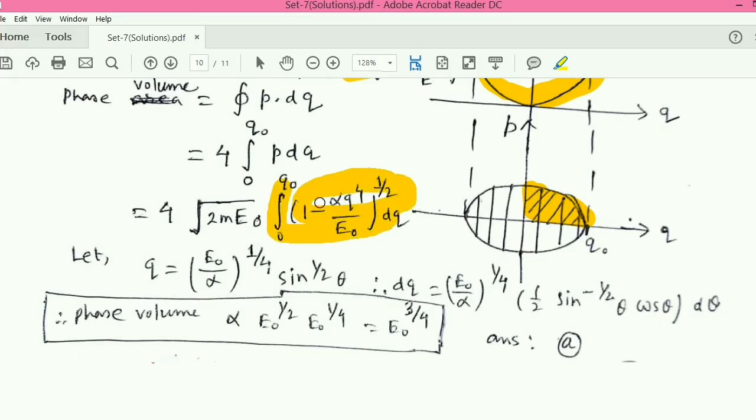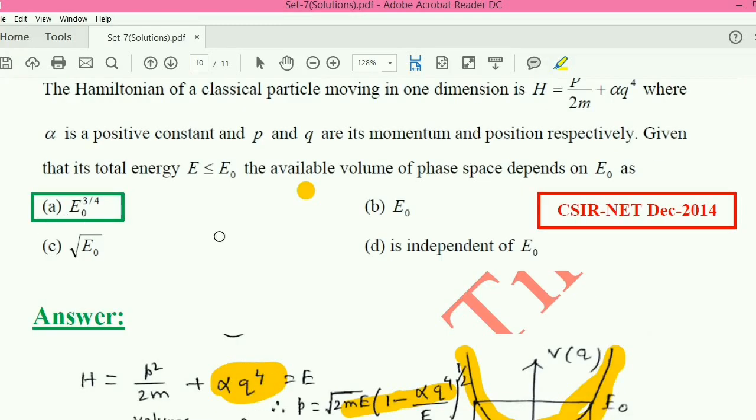Now to evaluate this integration, we are assuming that q equals (E naught by alpha) to the power 1 by 4 times sine to the power 1 by 2 of theta. So dq equals this. You don't need to evaluate this integration completely, but you just need to know the involvement of this E naught. So E naught to the power 1 by 4 here, and E naught to the power half here. So phase volume is E naught to the power 3 by 4, which is matching with option E.